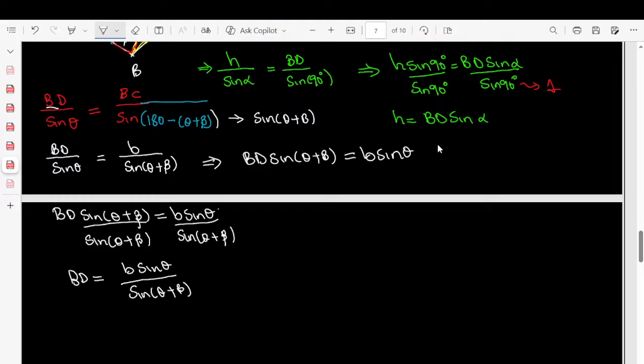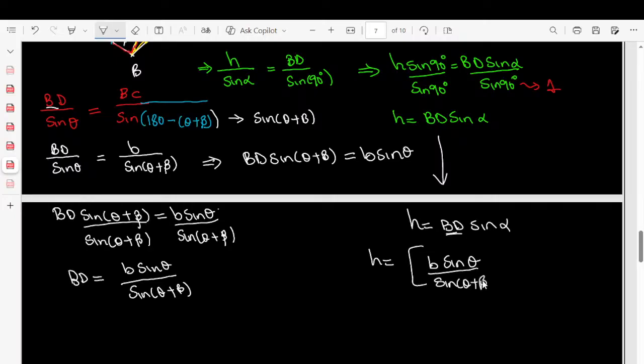Nice. So remember, our H was given as BD times the sine of alpha. So we know what BD is equal to. So H will be equal to, where there's BD, I'm going to substitute b times the sine of theta over the sine of theta plus beta.